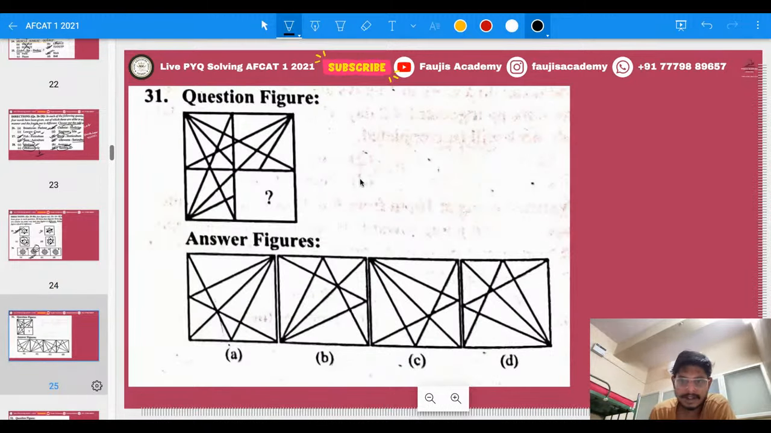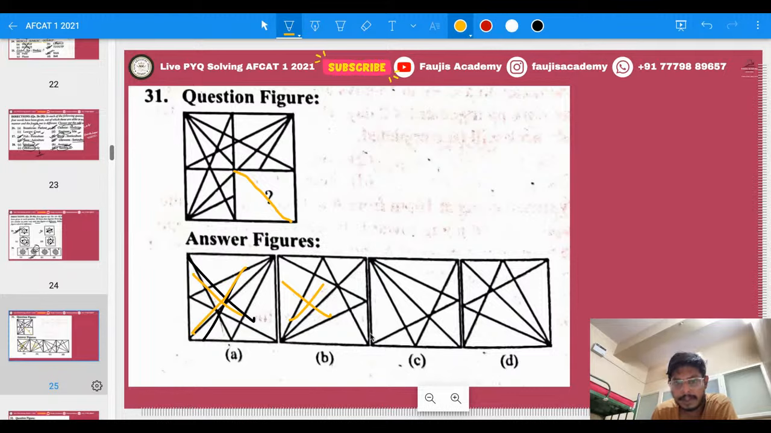This one is an easy one. By looking itself, you can say easily. Yes, question number 30B. 31. Question number 31. By looking itself, we can say A and B cannot be the answer, because we need to have a straight line, something like this.